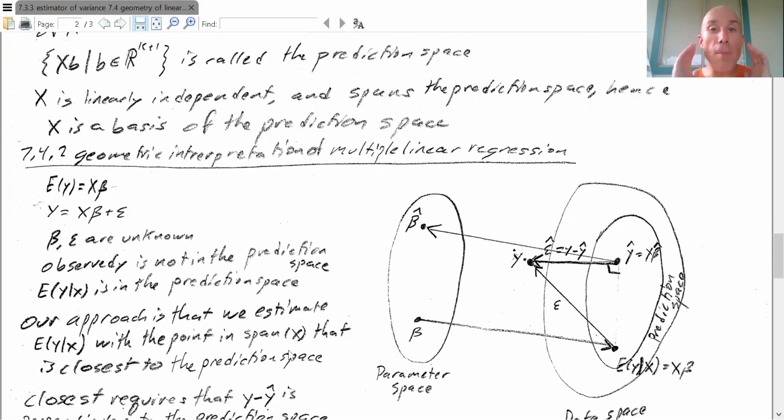Okay, now if you think about geometry, if I have a space over here and I have a point, and I want to take the shortest distance from this space to this point, it's going to form a right angle.